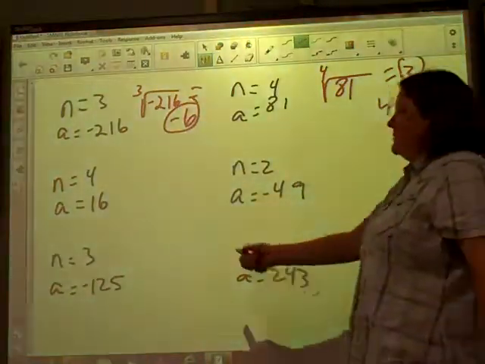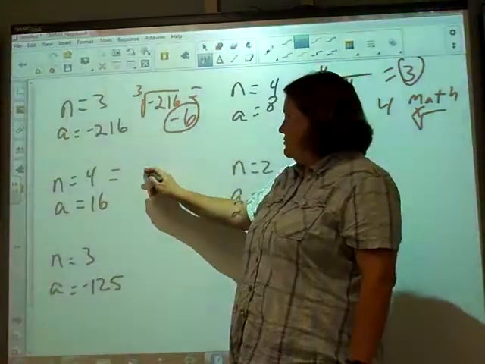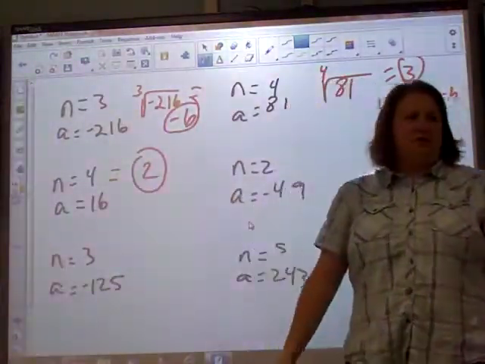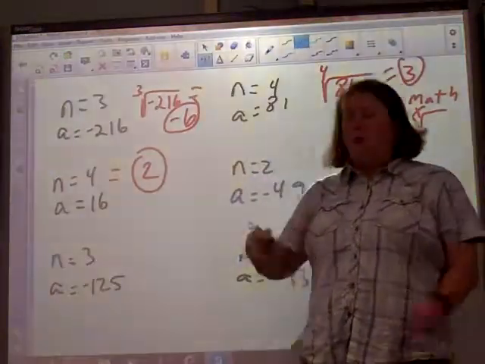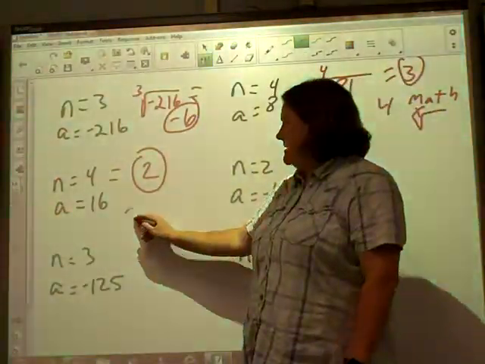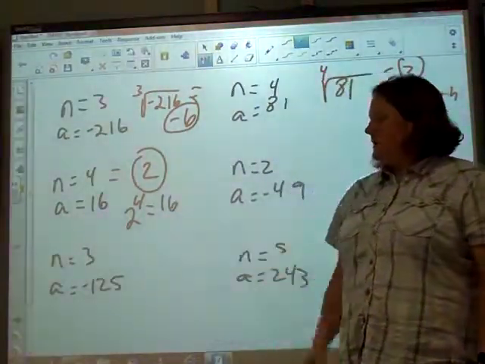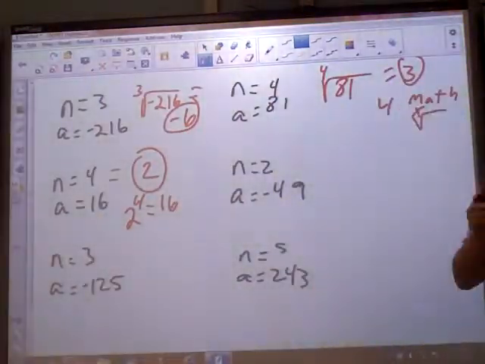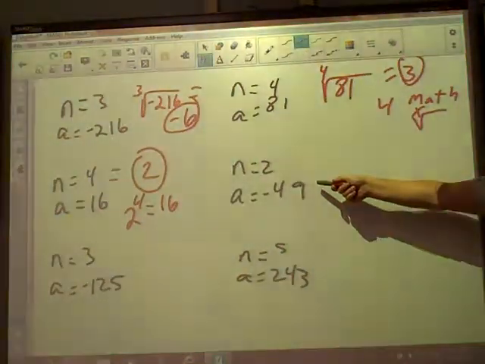Hey, Landon, what'd you get on this one? 2. Hey, pay attention. Landon got 2 on that one. So what that means to work backwards here, he's correct. Good job. That means that 2 to the 4th would equal 16. Right? That's what you're actually doing if you go backwards. 2 times 2 is 4 times 2 is 8 times 2 is 16. Correct. What'd you get on this one, Connor?